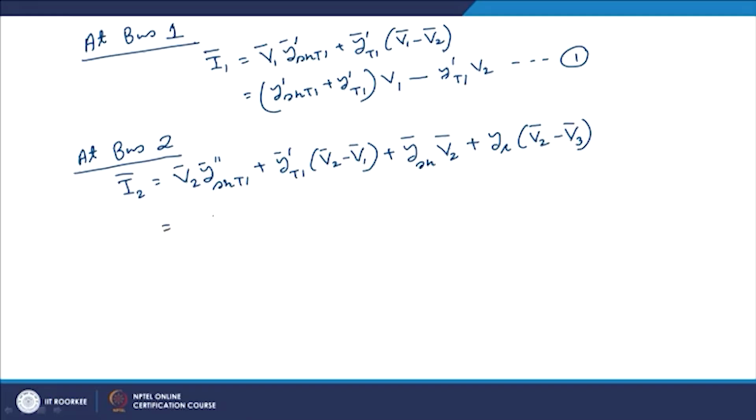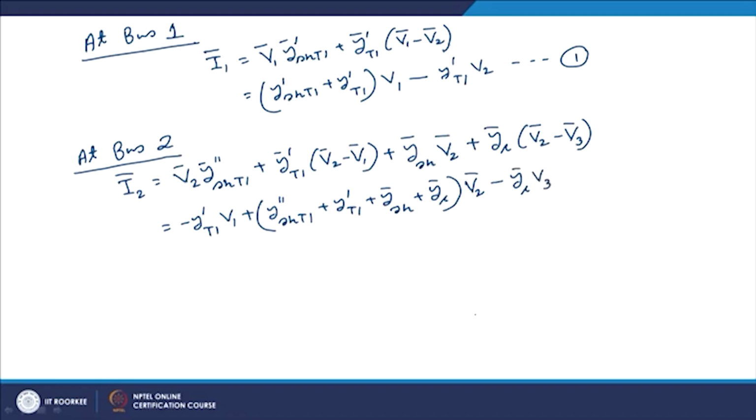So, if we collect the terms, we get minus y'T1 V1 plus (y''SH T1 plus y'T1 plus ySH plus YL) V2 minus YL V3. So, this is the second equation.